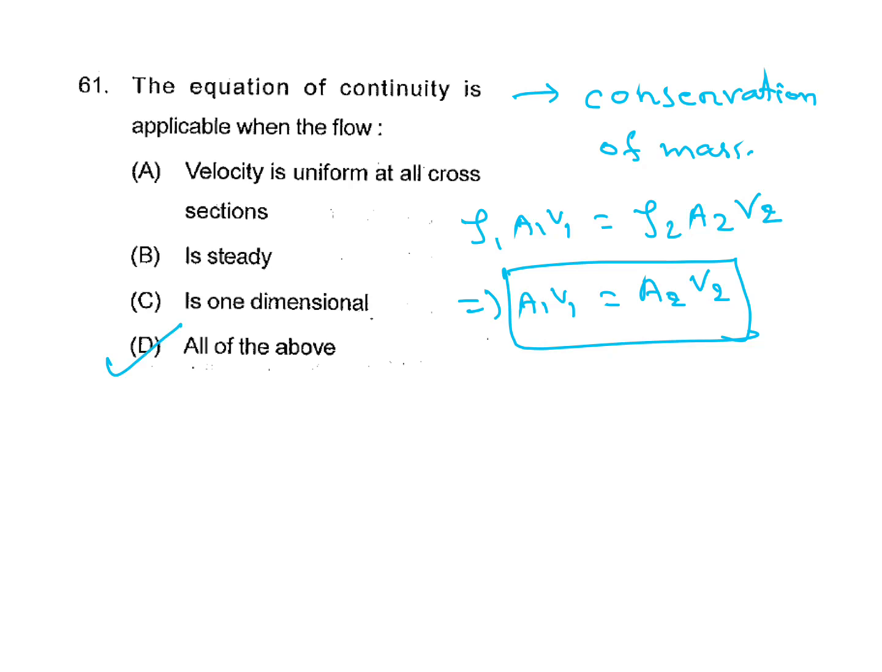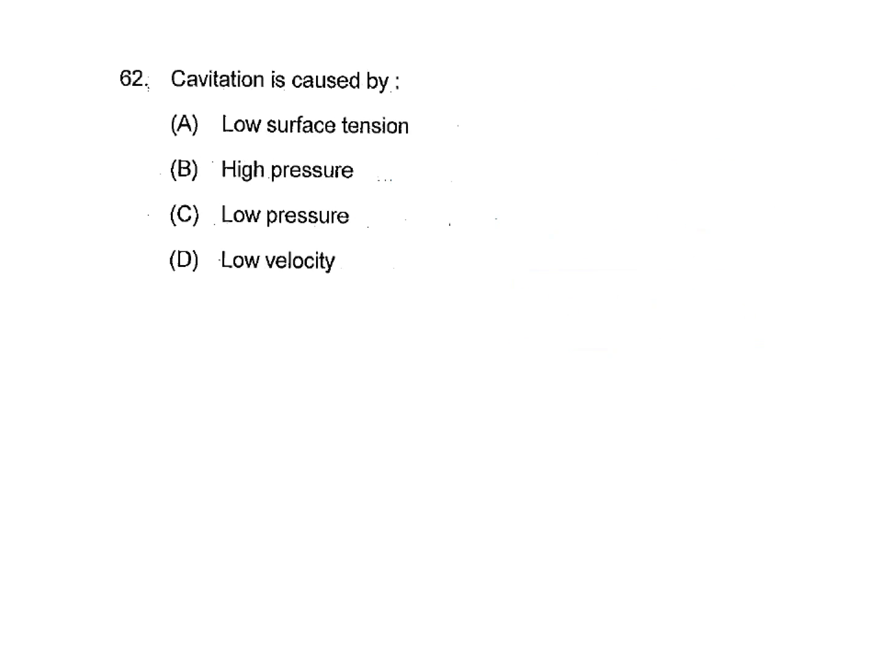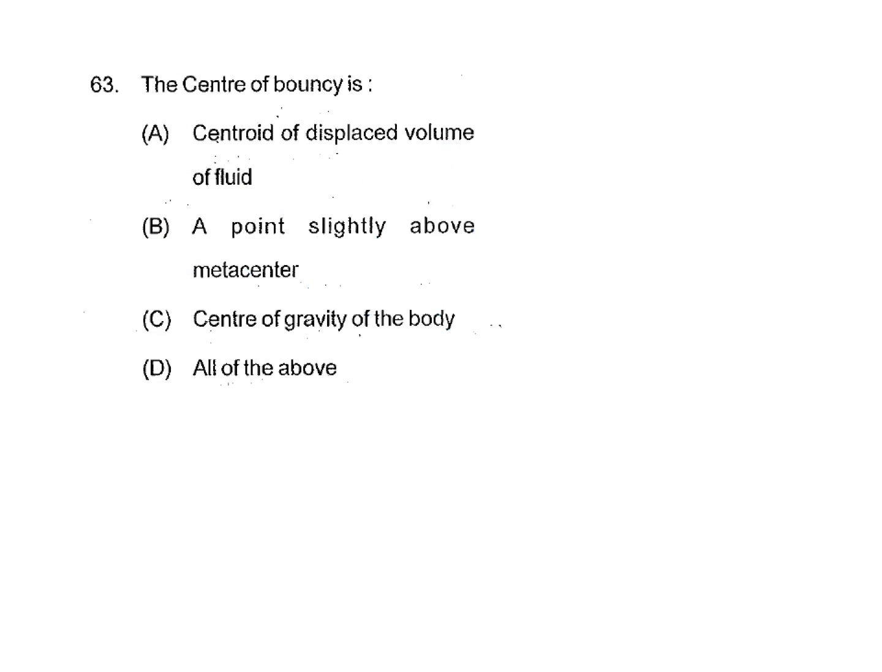Cavitation is caused by: low surface tension, high pressure, low pressure, low velocity. C is the answer. Cavitation is caused by low pressure. Center of buoyancy is: A, a centroid of displaced volume of fluid; B, a point slightly above metacenter; C, center of gravity of the body; D, all of the above. A is our answer.